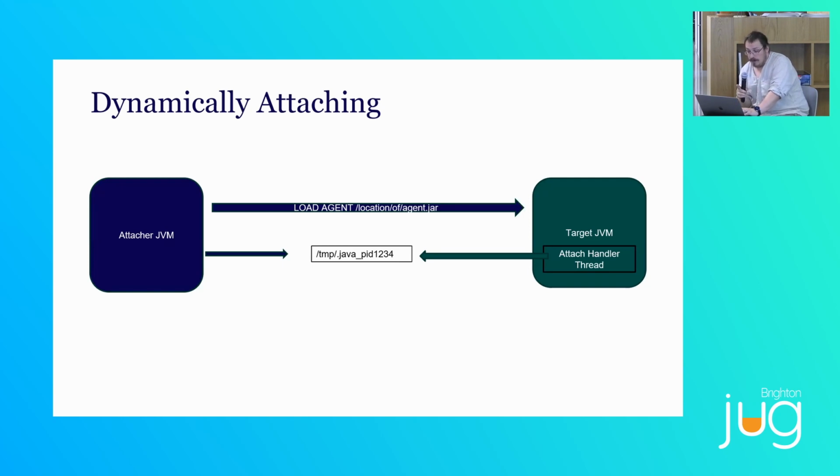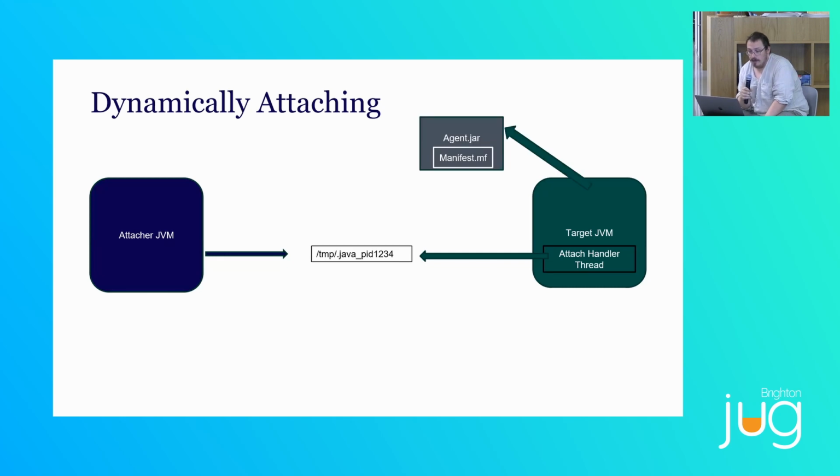Well, the target JVM loads that jar from disk. Then from that agent jar that was loaded, it looks at the manifest file, and the same as what you'd have with a main method in Java, it looks for that. It looks for an Agent-Class in the manifest. I'll show that in a second. Loads it and then loads that agentmain method.